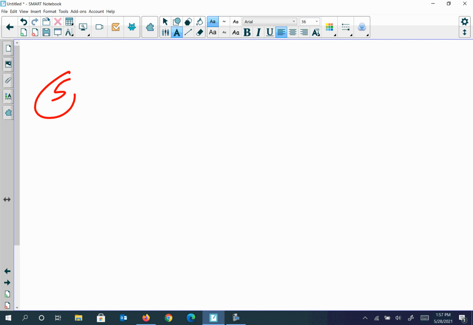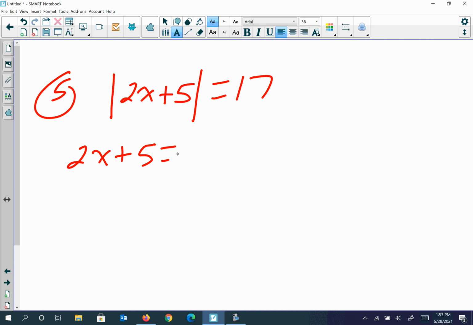Problem number 5. They're using q. I'm going to change q to x, okay? Just because my q's, they might not look like a q. So I'm going to make it an x. Don't worry, it doesn't change the significance of the problem. Okay, we're going to break this into two problems where we have a positive and a negative component.